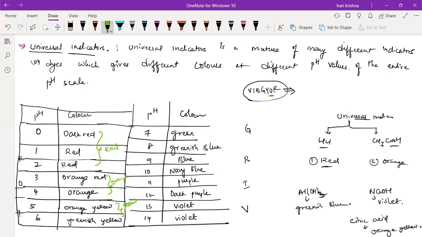Next, green is for the neutral one, either 6, 7, 8, almost neutral, right? Next, blue is for the base, 8, 9, 10. Indigo is not there, but it is also like purple. So purple color, and the last is violet. So it is the reverse of VIBGYOR for the universal indicator: red, orange, yellow, green, blue, purple, violet, starting from 0 to 14.